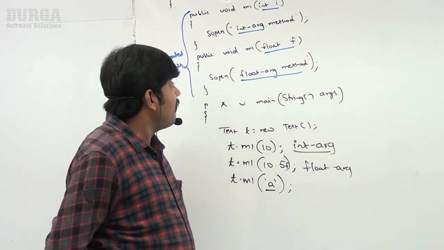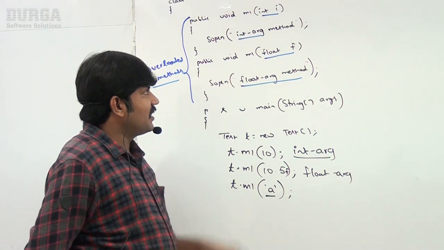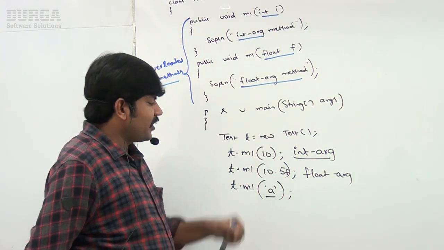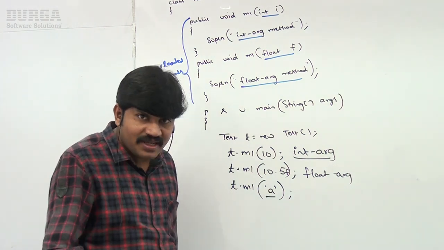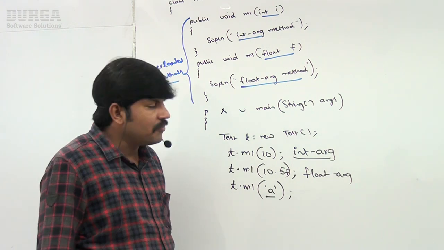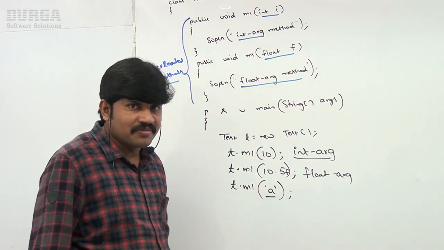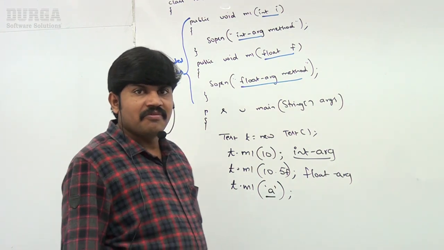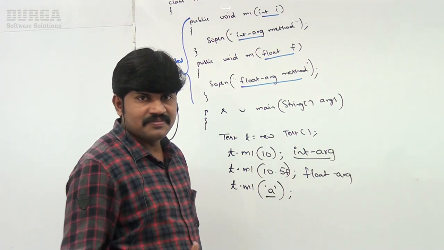Can you please confirm? Which method is going to get the chance? Either the int method will get the chance, or the float method will get the chance, or we will get a compile time error saying no such type of method, because int is there, float is there, but you are passing char as the argument. Can you please confirm? Very, very important concept. That is our first case.